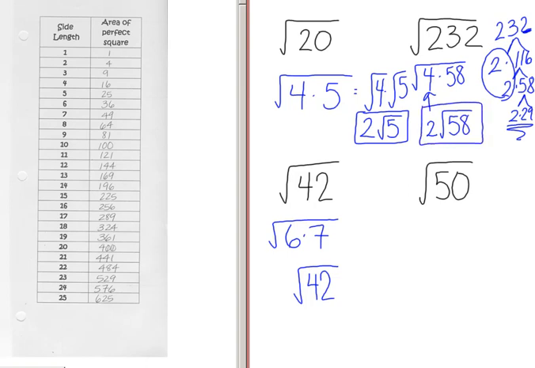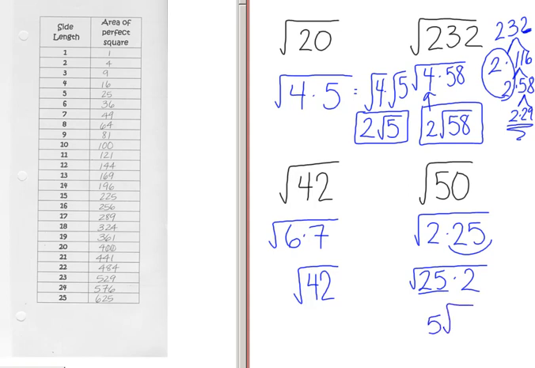Square root of 50 now seems really easy. So we could do 5 times 10, we could do 1 times 50, or you can do 2 times 25. Are either of these a perfect square? Yes, 25 is. So you could say square root of 25, times the square root of 2. Square root of 25 is 5. Square root of 2 is the square root of 2.